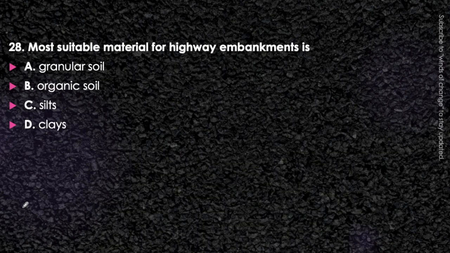Okay, next question, most suitable material for highway embankment is granular soil, organic soil, silts or clays. Think about it, most suitable material for highway embankment, what will it be? It will be granular soil. We will prefer granular soil in case of highway embankments. Other kinds of soil are not preferred. They can be easily washed away in case of a fair amount of water.